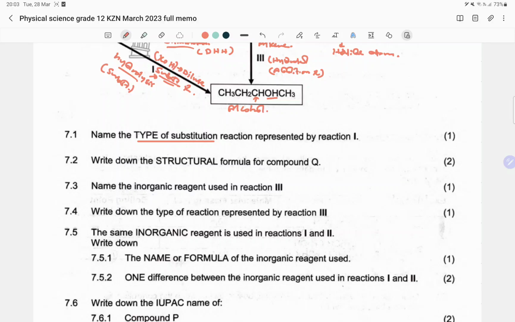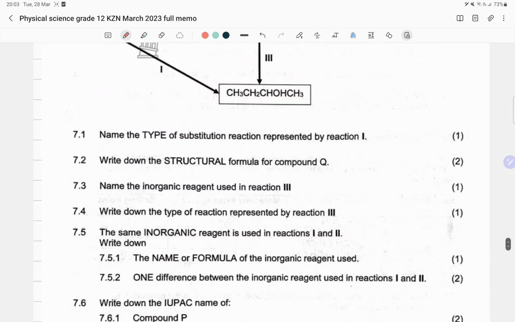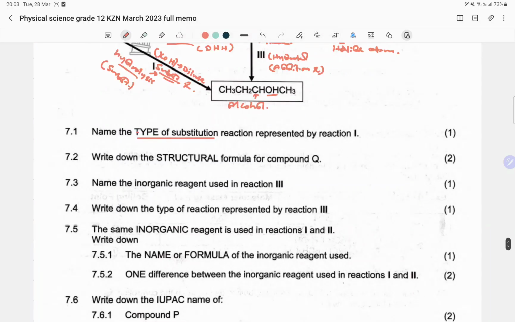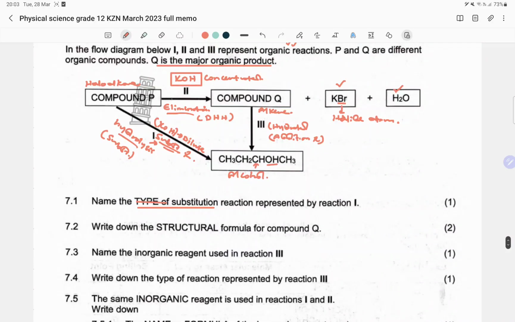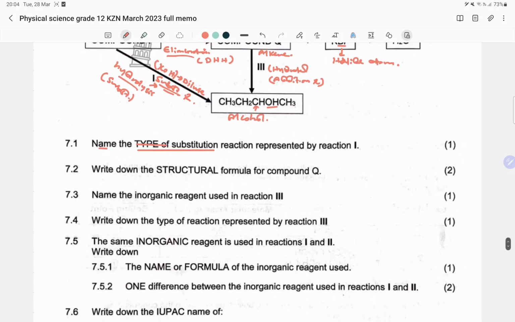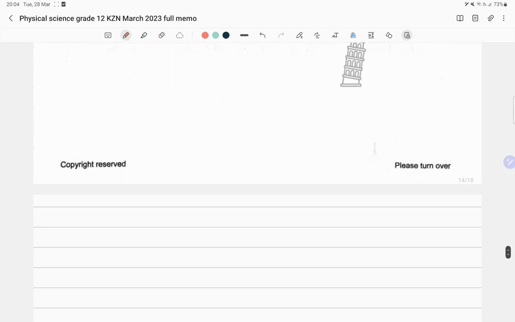Sometimes I wish they can stop this. They like to do this in KZN. Their questions are always like this, very silly. They should just say, name the substitution reaction represented by reaction 1. And we could tell that it's definitely a substitution, but it is called hydrolysis. So that is naming it. But to say type again is crazy. Anyway, it's fine. They just like to irritate me.